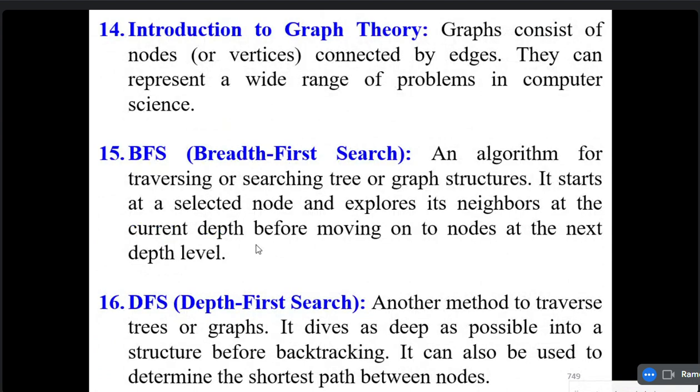Then the introduction to graph. A graph is a collection of nodes. Nodes are also called vertices, connected by edges. They can represent a wide range of problems in computer science. BFS, breadth first search, follows the principle first in, first out. DFS uses the stack principle, the last in, first out principle.